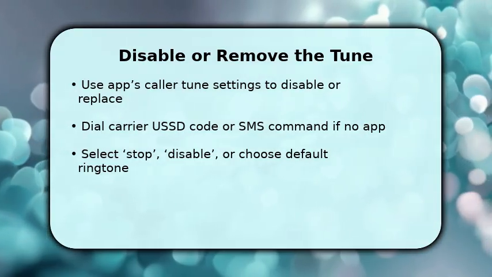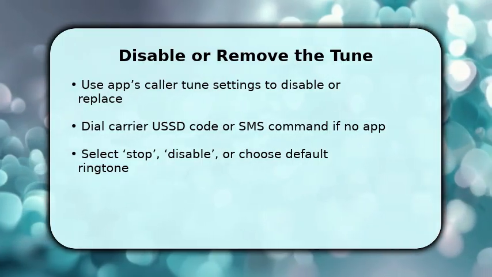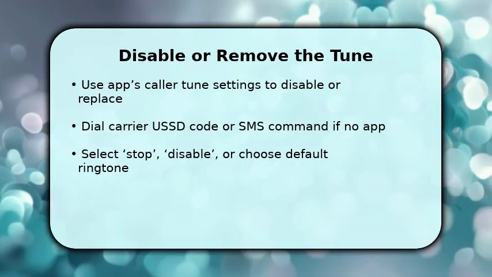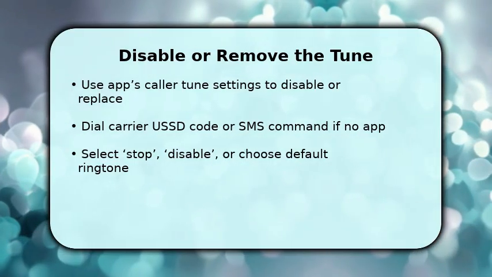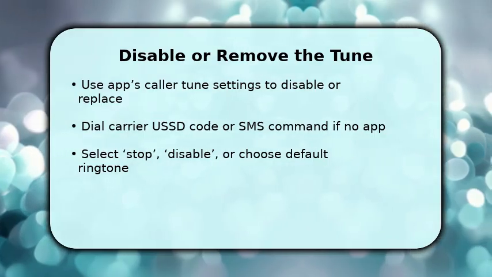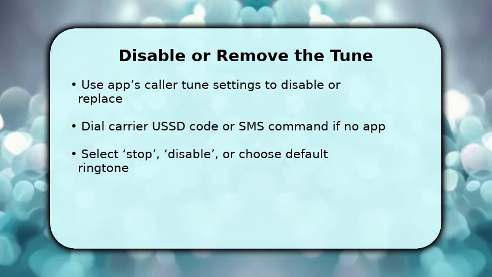If you lack an app, dial the carrier's USSD menu or send the prescribed SMS command. These are quick server-side requests that change your profile. After sending the command, wait for confirmation message. If you replaced it, pick the default beep or silence option. Keep your account logged in so changes persist.